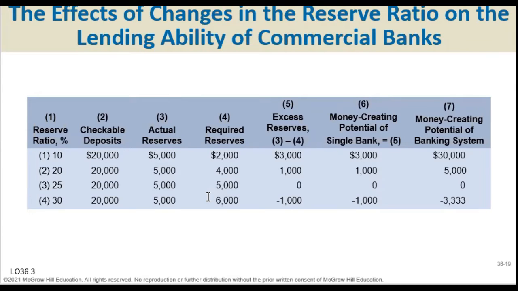So this table shows that a change in the reserve ratio affects the money creating ability of the banking system as a whole. We change the amount of the excess reserve, or we change the size of the multiplier. Here the reserve ratios are 10%, 20%, 25%, 30%. You have the actual reserve of 5,000. If the ratio is 10% and the checkable deposit is 20,000, the required reserve is 2,000. Taking the 2,000 out of the actual reserve, you have the excess reserve that the bank has available to lend to the economy.